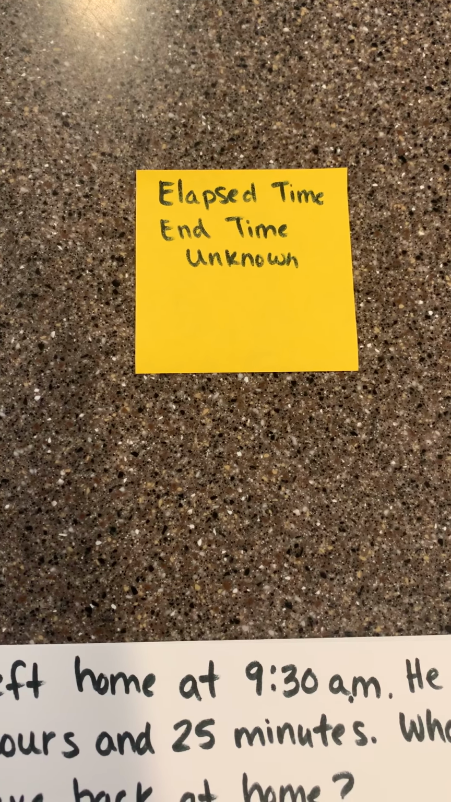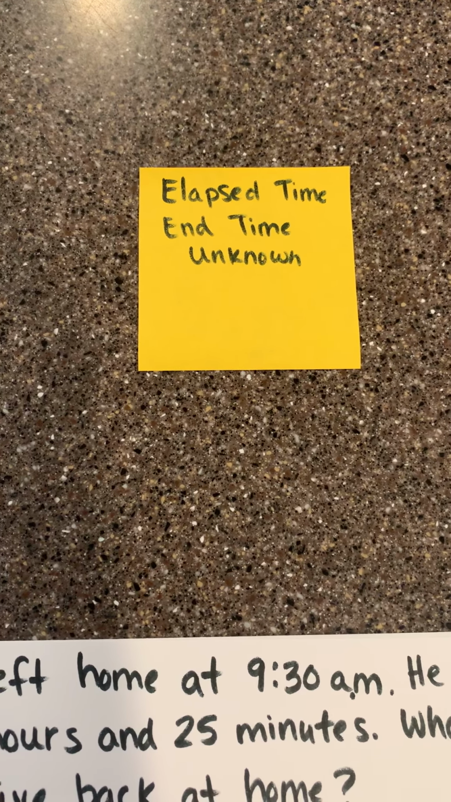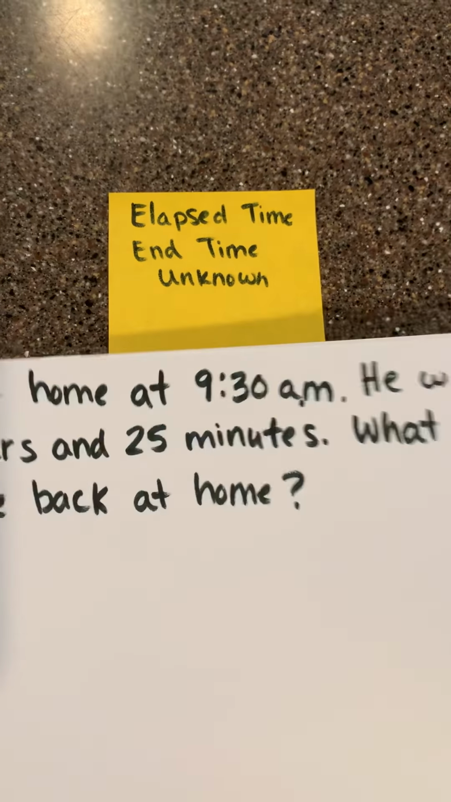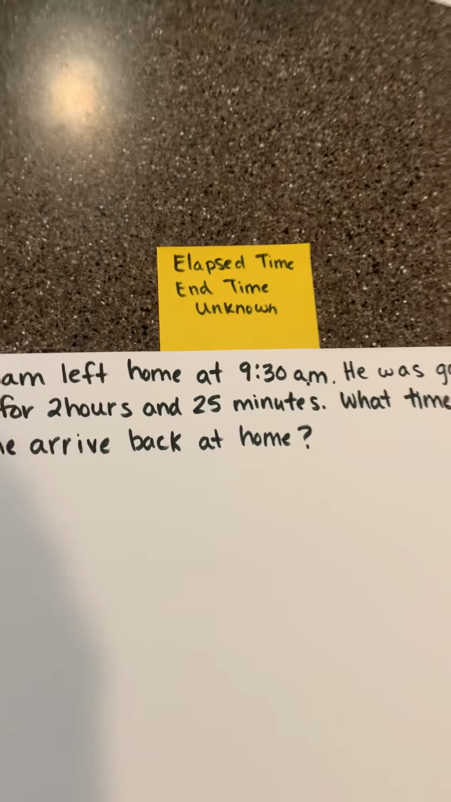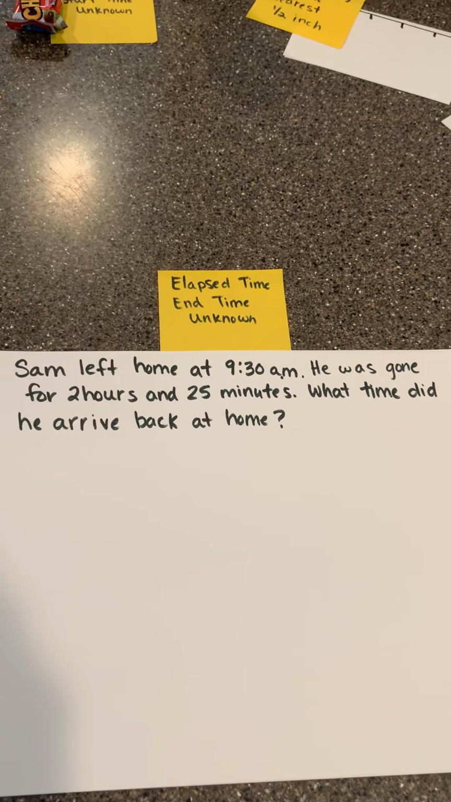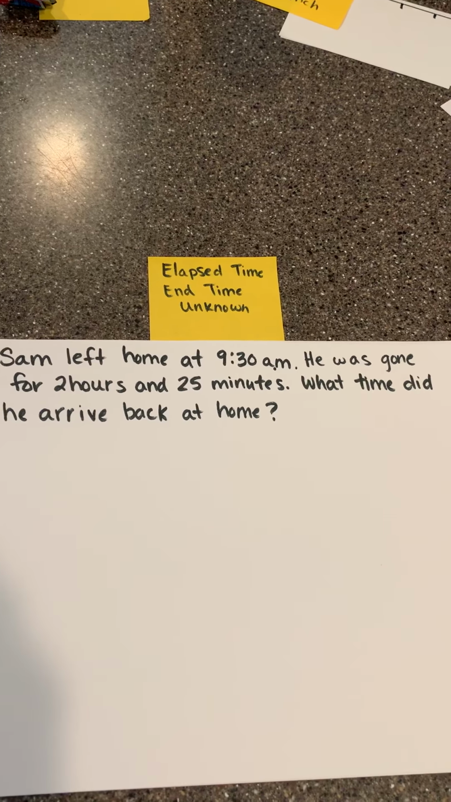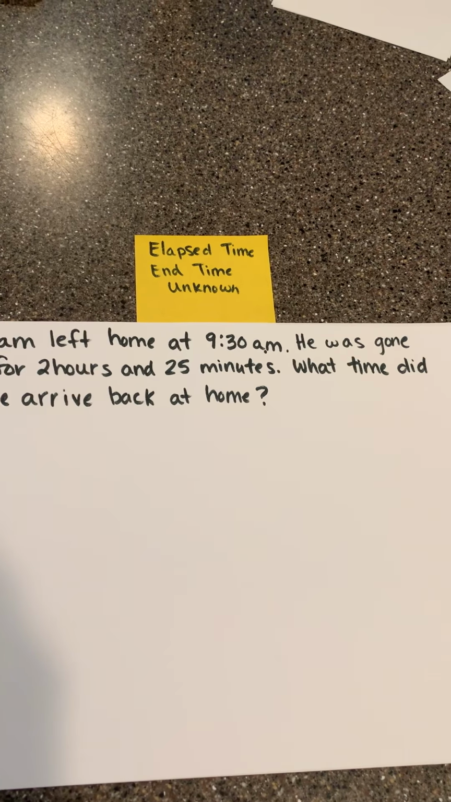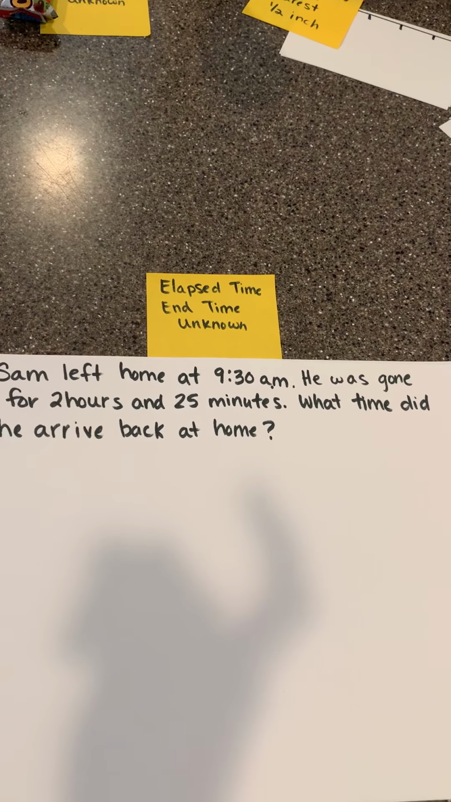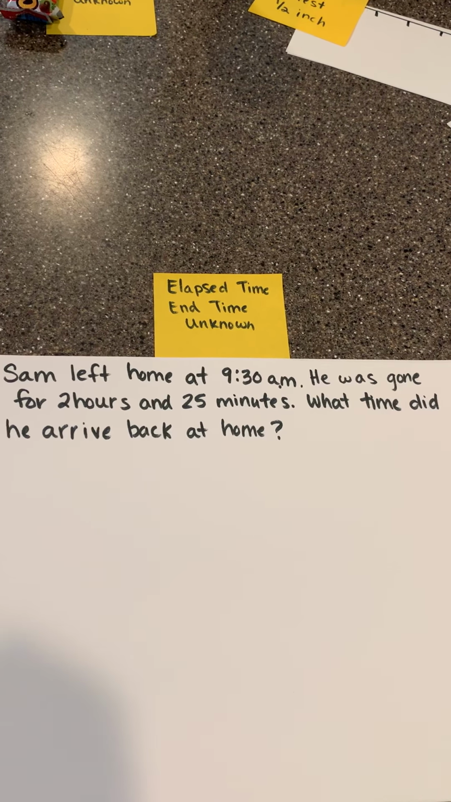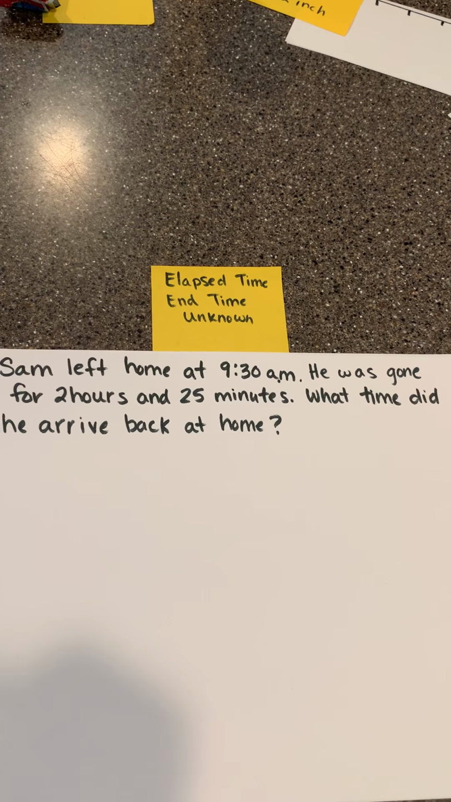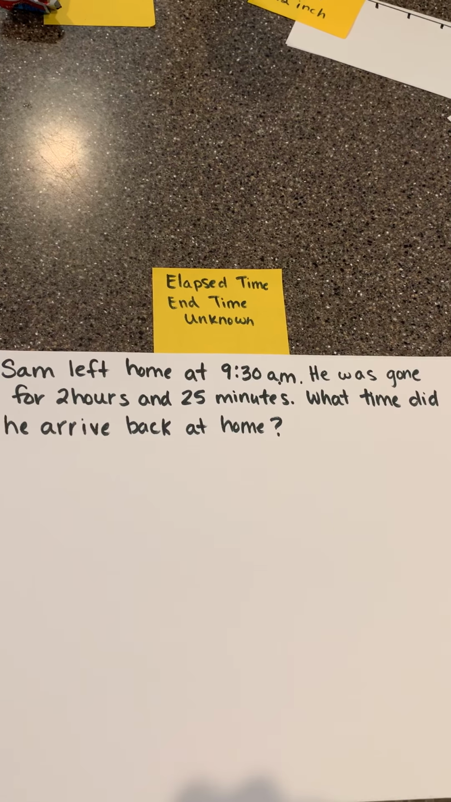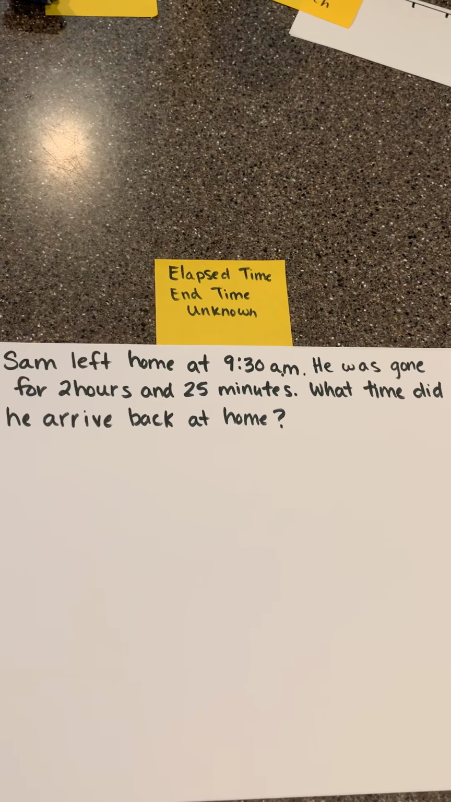This video is going to focus on elapsed time in time unknown. So we're going to start with a word problem. Now I want to remind you that you have solved problems like this in third grade. When you were in third grade, you focused on solving elapsed time problems, start time unknown, end time unknown, and then kind of like how much time had passed in between. So you solved those in third grade using number lines and T-charts.